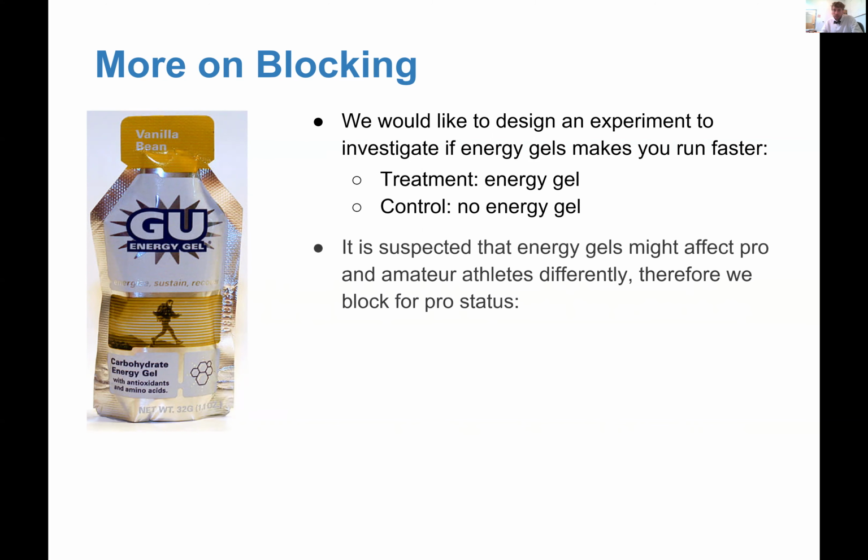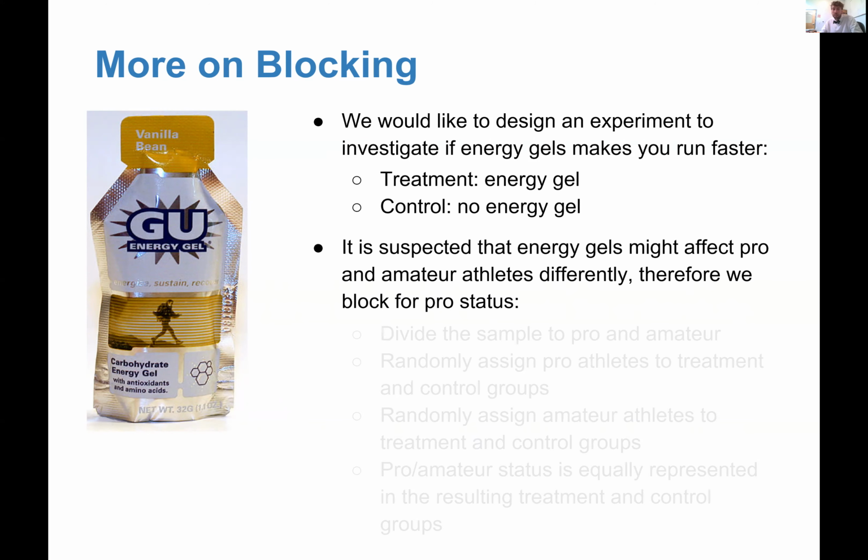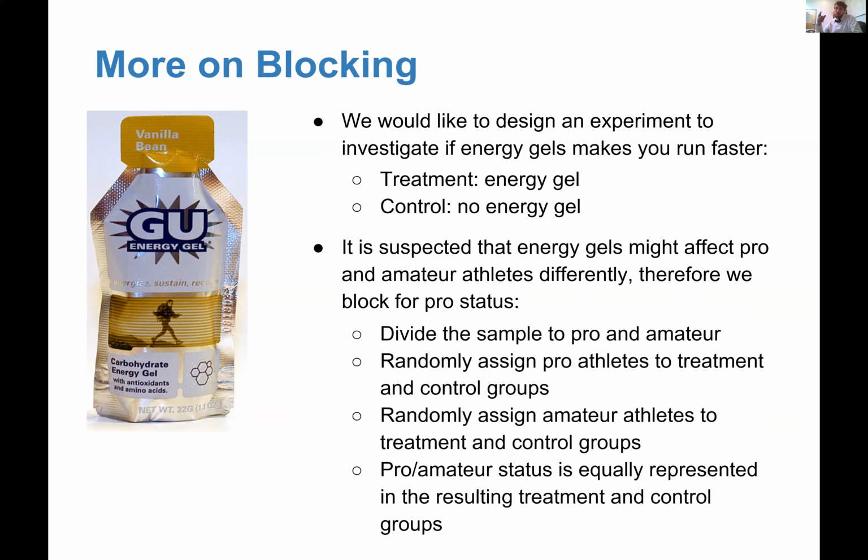Okay, so then it's suspected that energy gel might affect pro and amateur athletes differently. So block for pro status. Divide the sample into pro and amateur, randomly assign the pro athletes to treatment and control, and randomly assign amateur athletes to treatment and control. Then your pro and amateur status should be equally represented in both groups.